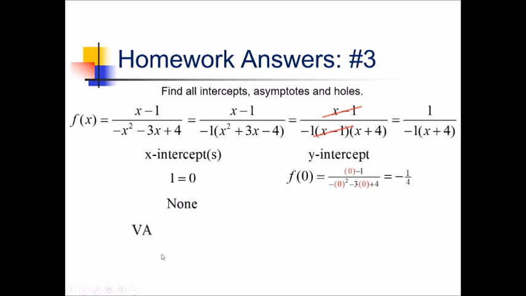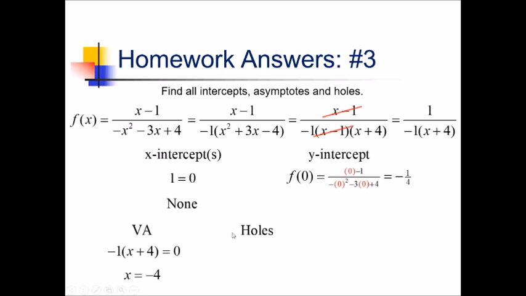Moving on to vertical asymptotes, these are x values that zero out the simplified denominator. So that's just this -1 x plus 4 that I have to make equal 0. And if I do that, I find that I can zero out this x plus 4 by having x equals -4. So that's going to be my vertical asymptote.